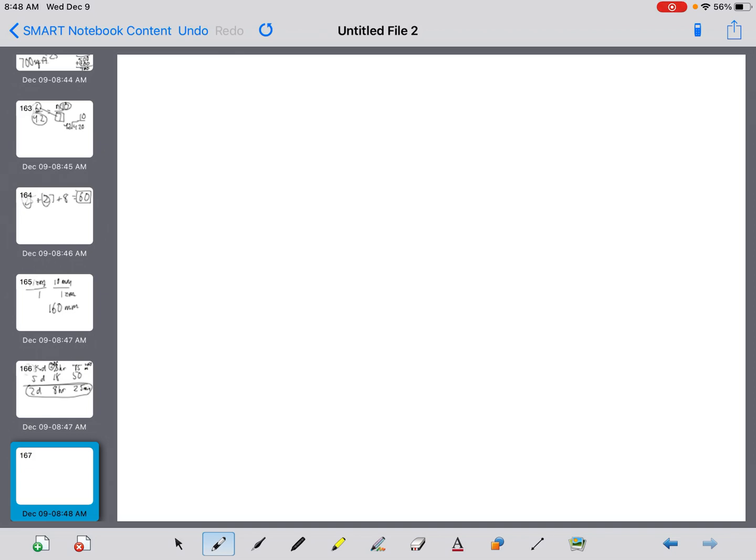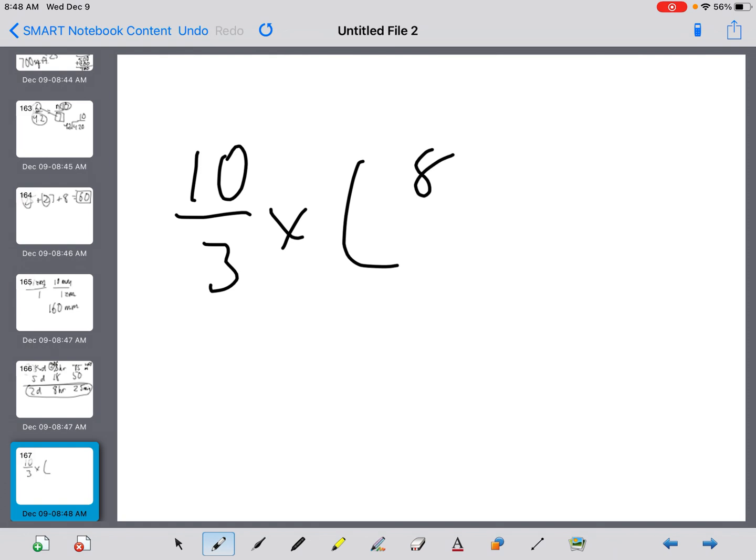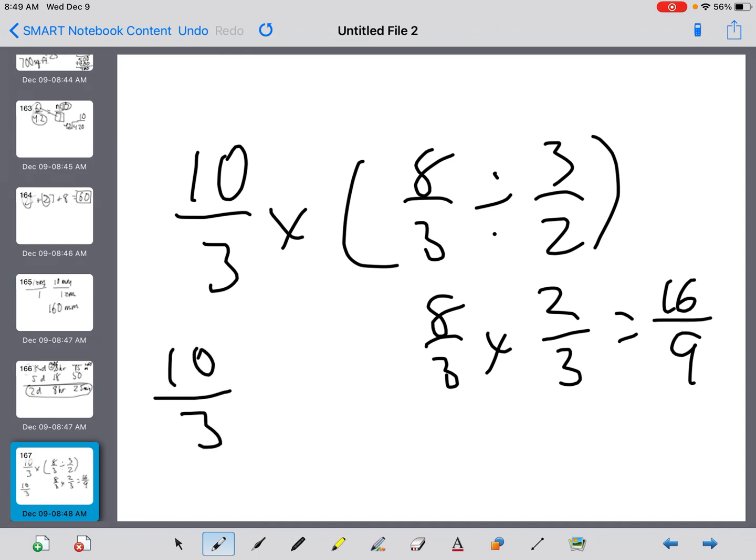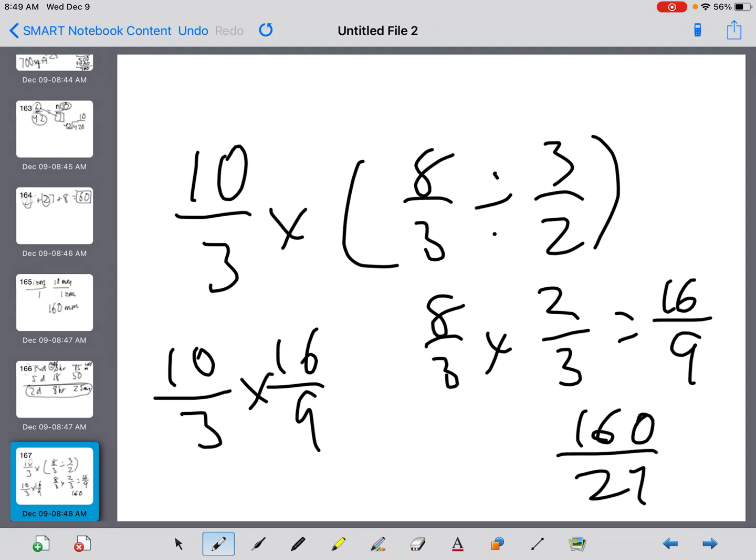Number 26. I'm going to make it improper as I write it. So I have 3 times 3 is 9 plus 1 is 10 over 3, divided by, parenthesis, 3 times 2 is 6 plus 2 is 8 over 3 divided by 2 times 1 is 2 plus 1 is 3 over 2. Division: stays the same, changes, flips over. Multiply the top, 16. Multiply the bottom, 9. Now I'm taking what I have here of 10 thirds times 16 over 9. Multiply the tops gives me 160. Multiply the bottoms gives me 27.